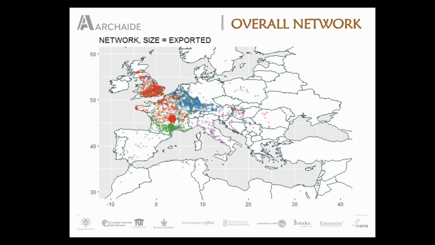The different colors mean the different communities. So red is one community, purple is another one, and so on.